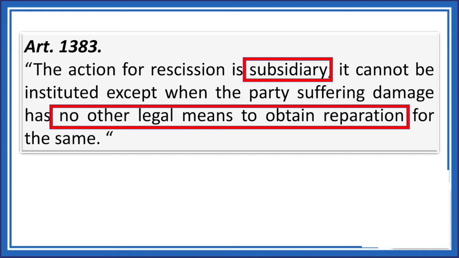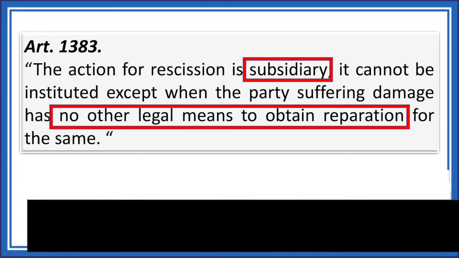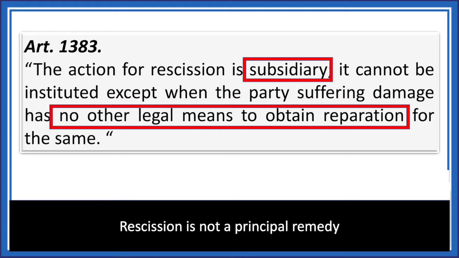Subsidiary lang talaga siya. Hindi siya principal remedy na pag rescissible contracts, i-rescind natin to. Hindi. It doesn't follow na rescissible contracts, pwede na siyang ma-rescind. Kasi dapat wala talagang ibang legal remedies. Okay, so meaning si injured party has to prove that he has no other legal means aside from rescinding that contract talaga. Okay, so that is Article 1383.